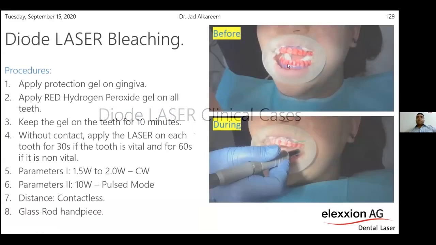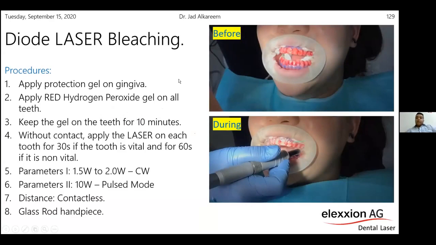Here we have the diode laser bleaching. I just want to clarify one point regarding which kind of bleaching material you have to use with the diode laser. Diode lasers are absorbed mainly by the darker surface. So the best bleaching material is the red bleaching material, red hydrogen peroxide. If the red hydrogen peroxide is not available in your market, you can use the green or the blue one, because they have a better absorption for the diode laser energy compared with the white hydrogen peroxide. So if you are going to do laser bleaching, make sure that you are using a red, blue or green hydrogen peroxide to have the maximum effect.